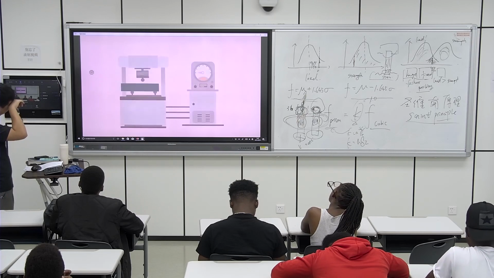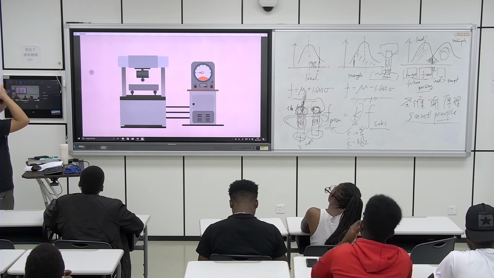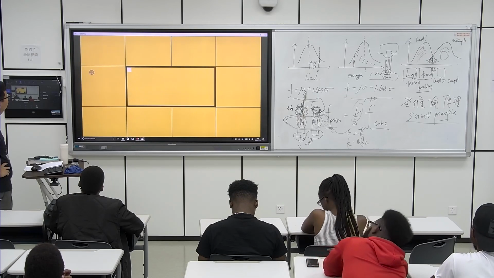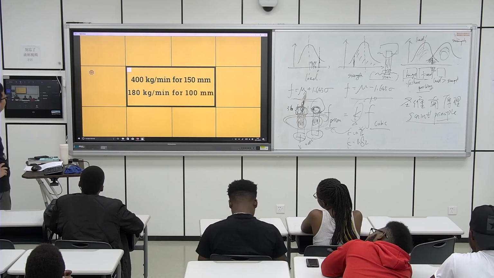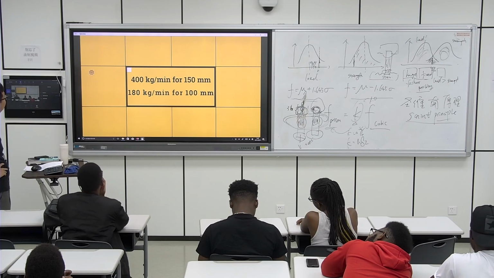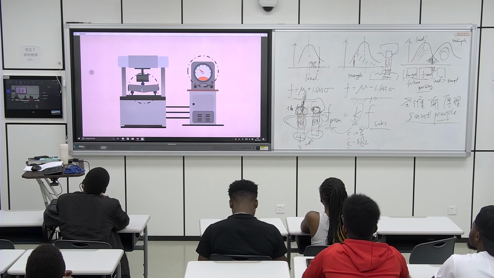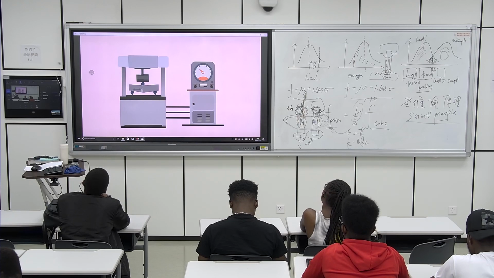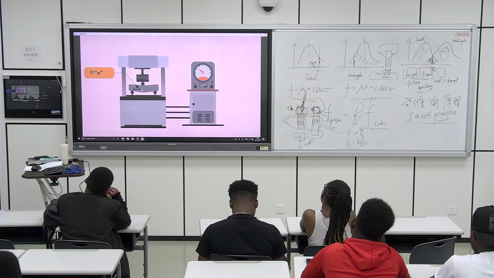The specimen is placed on the rollers and centered with the longitudinal axis of the specimen. The load is applied at a rate of 400 kg per minute for the 150 mm specimens and at a rate of 180 kg per minute for the 100 mm specimens. Finally, note down the load at which the specimen fails by developing cracks. Now, measure the distance between the line of fracture and the nearest support. Consider this as a.